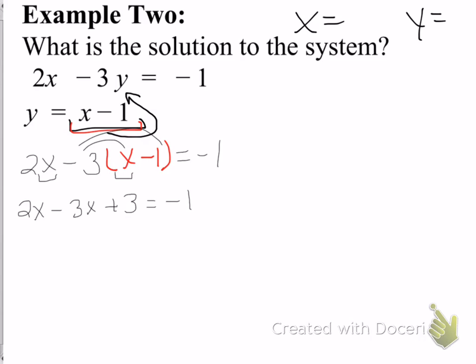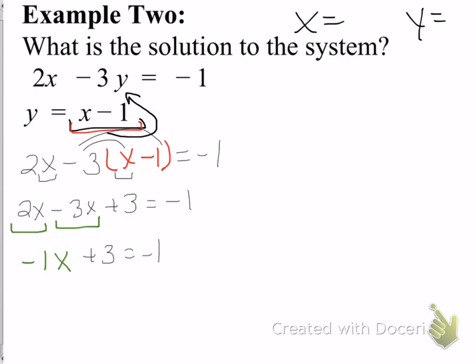Well, your next step is to combine your like terms. So we've got a 2x here and a negative 3x here. Well, that's going to give you negative 1x. Then we've got our plus 3 and equals negative 1.